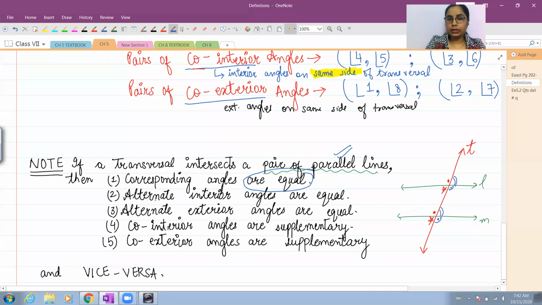And similarly, alternate interior angles and alternate exterior angles will be equal. Alternate interior angles, if I had to mark, let's highlight. This one will be equal to this one, and this angle will be equal to this one. Alternate interior. And if I had to show alternate exterior, from the outside, this angle will be equal to this one, and I will have this angle equal to this one. Alternate exterior.